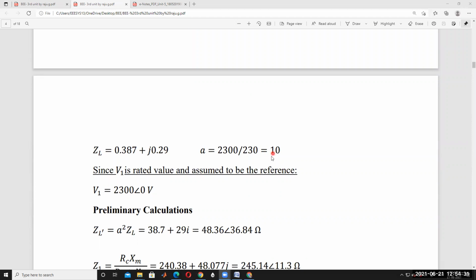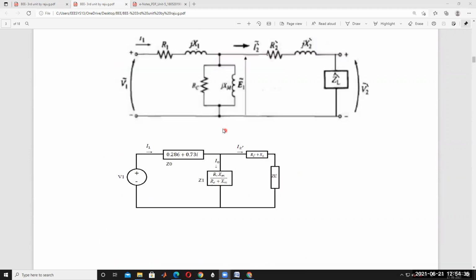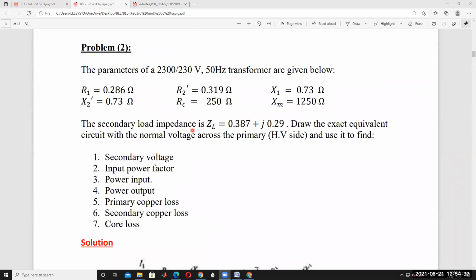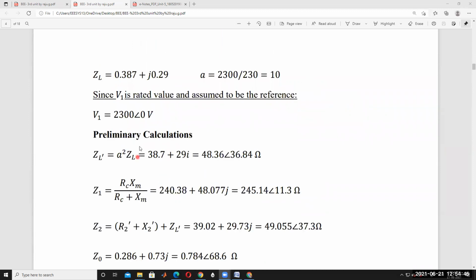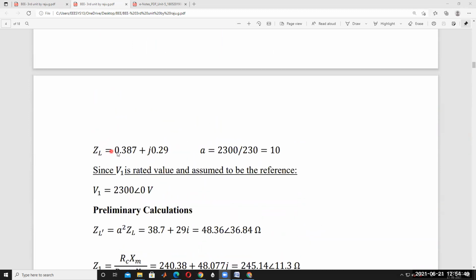Okay, since V1 is the rated value and is assumed to be the reference, by taking V1 as the reference, that is called the primary side voltage. 2300 is the reference voltage. V1 is equal to 2300 volts at an angle of 0. And this is called the load impedance on the secondary side.